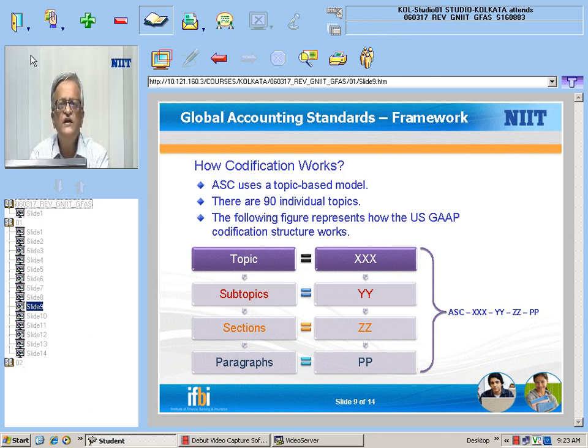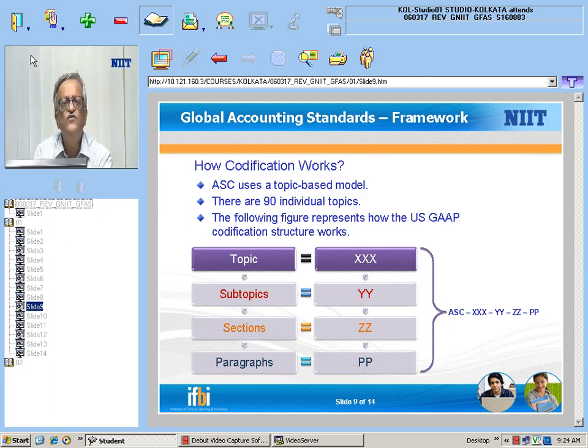The following figure represents how the US GAAP codification structure works. You can see topic, subtopic, section, paragraph. Topic, 3 digits. Subtopic, 2 digits. Section, 2 digits. Paragraph, 2 digits. So in this way, the codification is done.